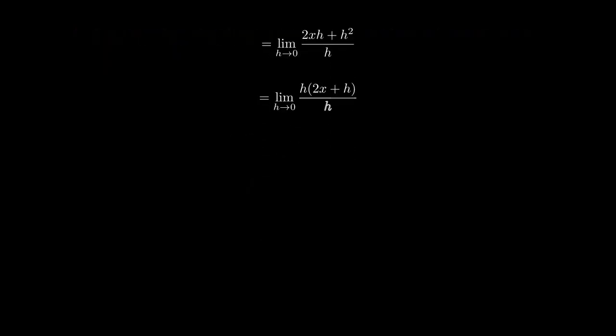Factoring out h from the numerator gives us h times 2x plus h, all over h. The h's cancel, leaving us with the limit of 2x plus h as h approaches 0. As h approaches 0, we simply get 2x, so the derivative of x squared is 2x.